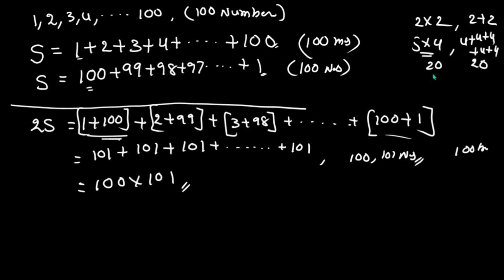So that means 101 is there 100 times. That's why we have 100 times 101, so 100 into 101. Then what is S? S is written as 100 into 101 divided by 2. See how simple it is to find the sum of the 100 numbers: it is simply 100 into 101 divided by 2, which is 5050.